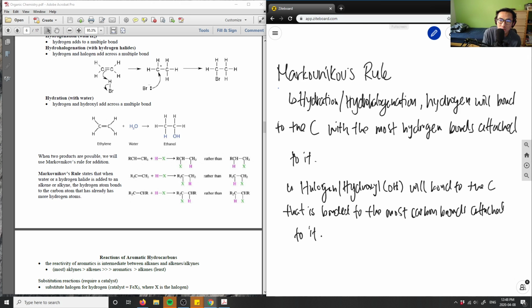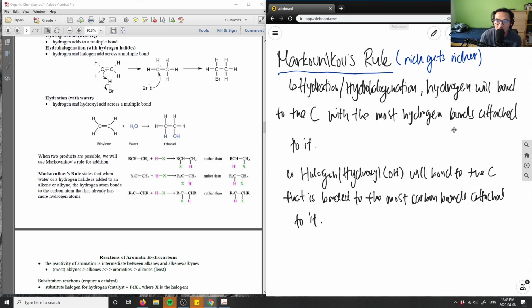So what I like to use is a saying called the rich get richer and the poor get poorer. It's a play on capitalism, unfortunately. So the rich gets richer. And what does that mean? It means that the halogen, the rich stuff, which is the halogen and the hydroxyl group, because they're actually responsible for bonding, or for property. So we're going to imply that this is the rich stuff. It's going to bond with the carbon that is already bonded to other carbons. The rich get richer.